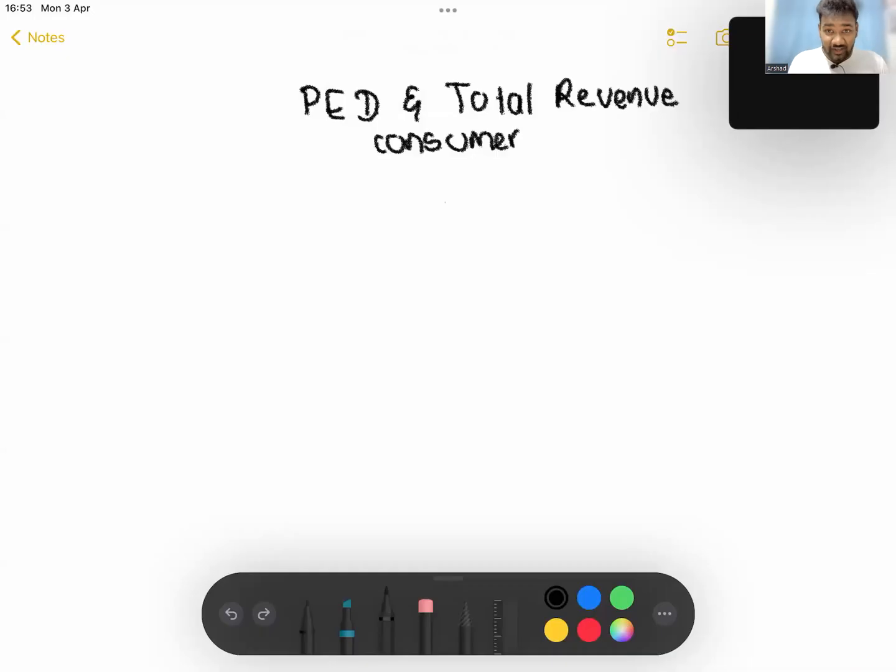Okay, so we'll talk about total revenue, producer PED, and total revenue or consumer expenditure. Guys, can you all see the screen now? Okay. So I started off with saying that the total revenue is equal to the consumer's expenditure. So how did that happen? Now let's go one by one and talk about each of these situations.